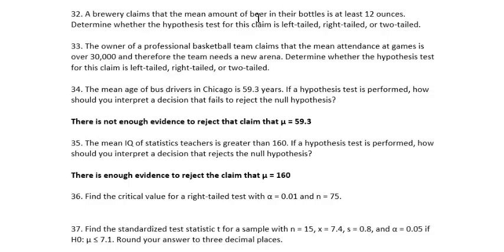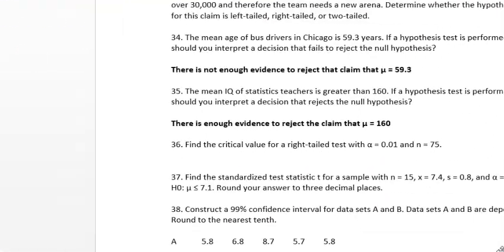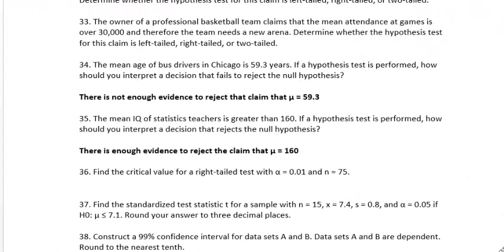The brewery claims that the bottles have at least 12 ounces, and the basketball team claims that the stadium has at least 30,000 people. And this would also be a left-tailed test. So for the same reason, they are both left-tailed tests. Okay, number 34 and 35, I actually have the answers written over here, and I'll tell you why they are in a minute.